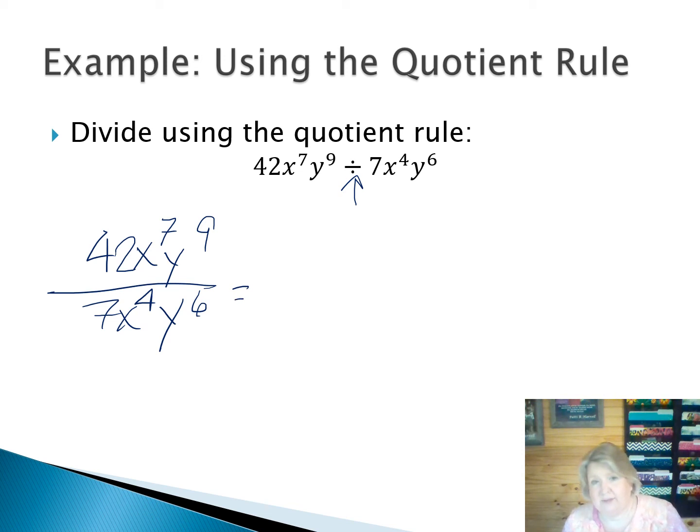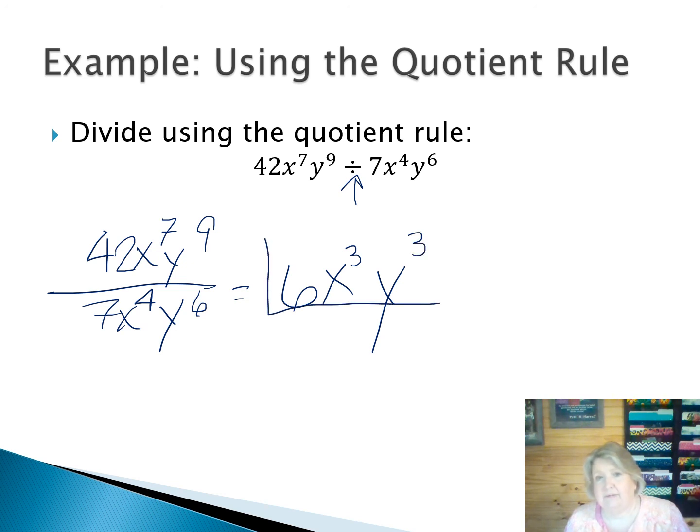42 over 7 is 6. I see x's, which have a common base x. Exponent 7, exponent 4. 7 minus 4 is 3. Then I'm going to deal with my y's. Common base y, 9 minus 6, also 3. Final answer, 6x cubed y cubed. Again, break it down into individual steps and you'll find that it'll be much easier. Good luck. Practice it until you're good at it.